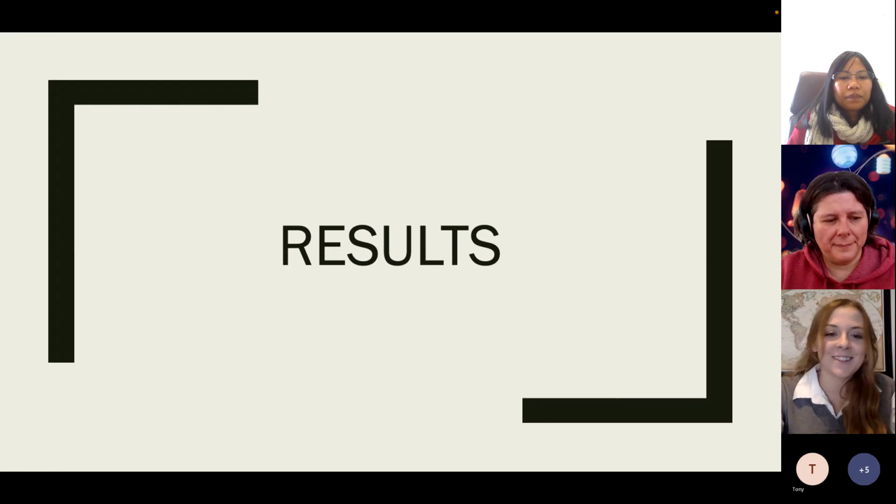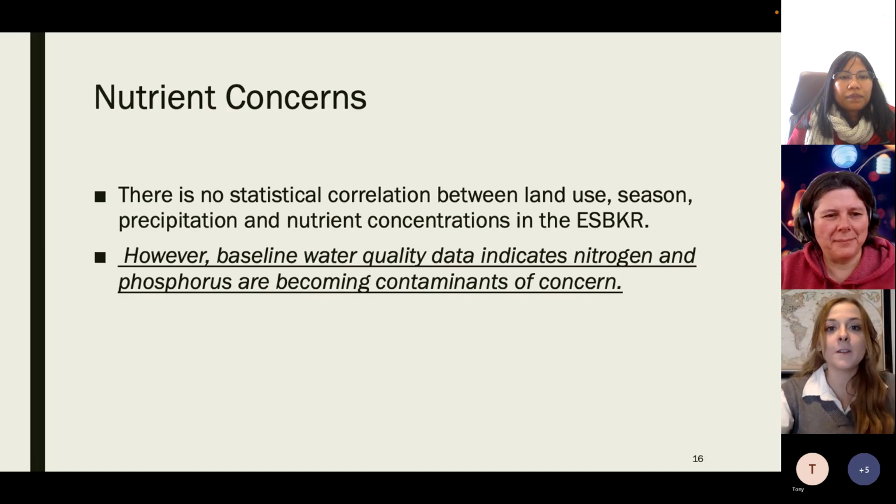Which leads me to our results. The first result I want to go over is some of the baseline data that was obtained. As far as nutrient concerns, I want to start out by saying that there was no statistical correlation between land use, season, precipitation, or nutrient concentrations. However, the baseline water quality data indicates that nitrogen and phosphorus are becoming contaminants of concern within the watershed.